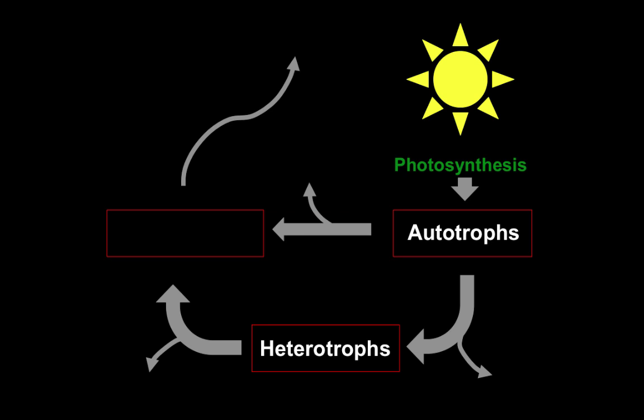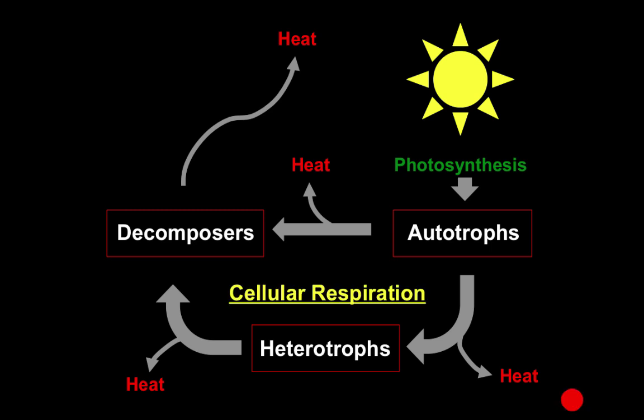And then finally, whether you're an autotroph or a heterotroph, when you die, decomposers will release that energy back out into the ecosystem. At every one of these stages, heat is being generated, and so that energy is being lost, as well as all of these organisms are doing cellular respiration, meaning that they are using some of that energy.